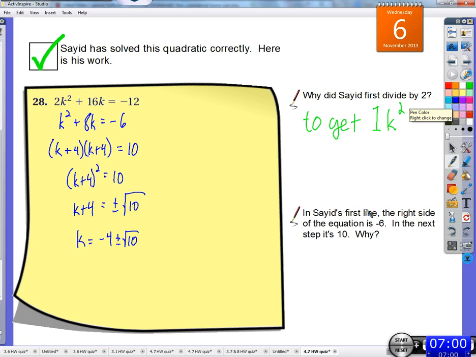In Said's first line, right here, his first handwritten line, he got negative 6. He's got negative 6 over there because he divided by 2. And the next line is 10. It goes from negative 6 to 10. What's going on there? Write it down. In that first handwritten line, he's got a negative 6. In the next line, there's a 10. What happened there? Why did we go from negative 6 to 10? Calmly and rationally, think through it. Write down why.